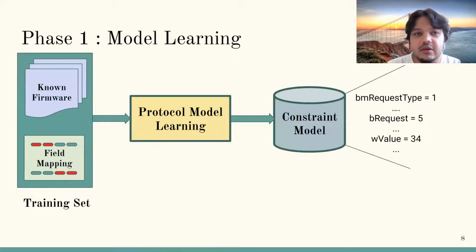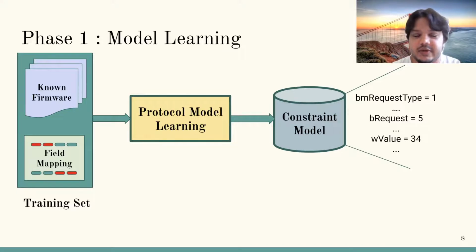In the model learning phase, we provide a training set of known firmware. In addition to the training set, we provide the field mappings, the red marked regions in the example code. Once we provide this to our protocol learning engine, we get a constraint-based model. What this constraint-based model necessarily records are the values that the protocol fields were compared against to take certain actions.